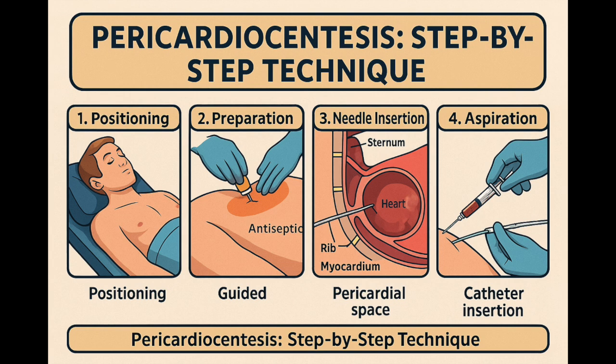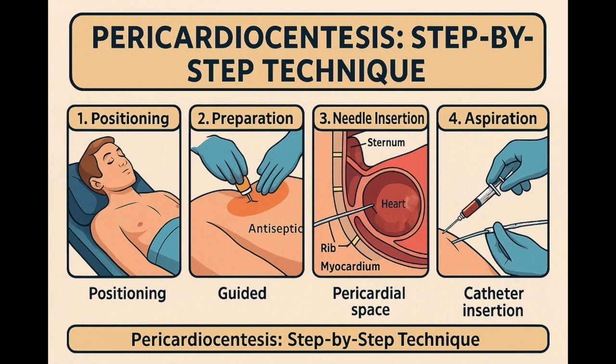The third step is site selection. Two approaches are commonly used: the subxiphoid approach and the parasternal approach. The subxiphoid technique is most frequently used in emergencies because it avoids the coronary arteries, internal thoracic vessels, and lungs.